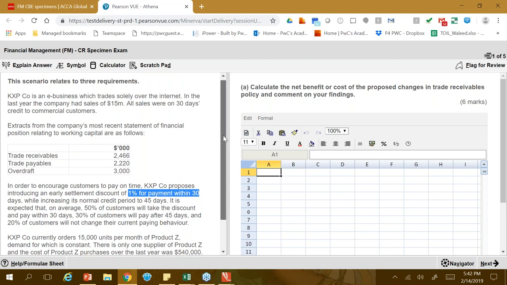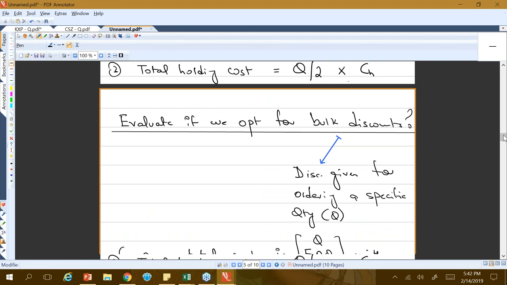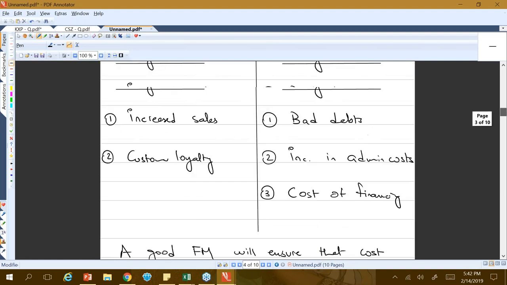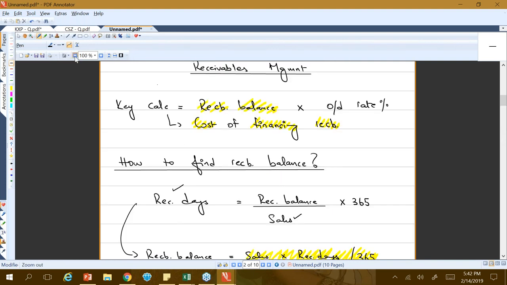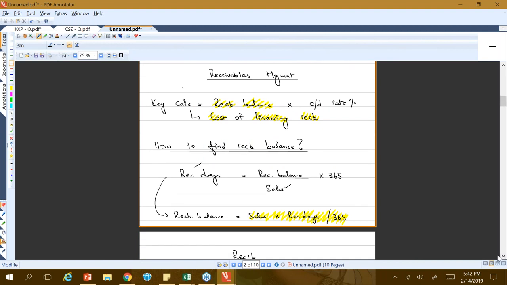Any more questions here on this? Now, before I go into this working, can I please ask you to revisit this calculation where we talked about the receivables balance, cost of financing, and the idea of finding the receivables balance. Can you please keep this in front of you? So key calculation is receivables balance into overdraft rate. That gives us cost of financing receivables.